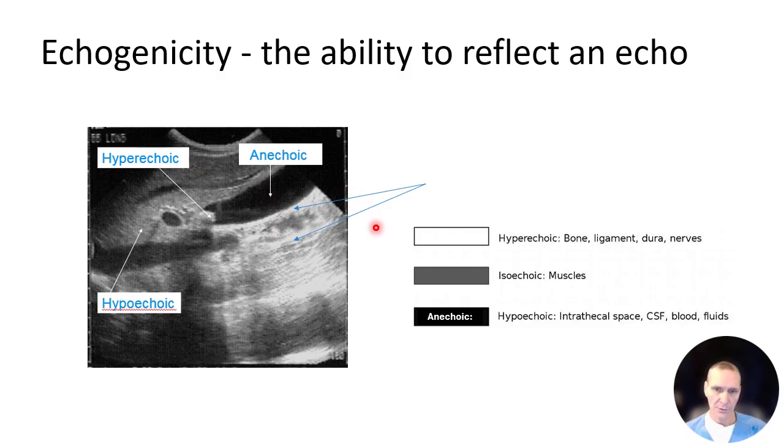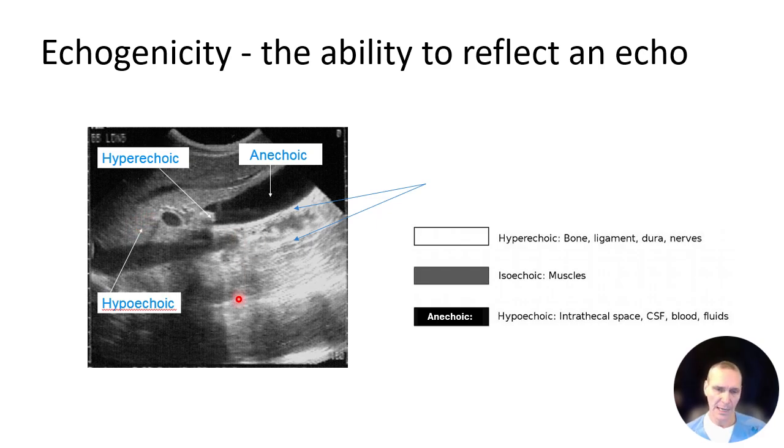Hyperechoic are things that reflect a lot of echoes, so dense structures in the body, things like bone, ligaments, dura, nerves, the pericardial sac, the parietal and visceral pleura. Those structures will be white or hyperechoic. And then tissue and muscles will be some sort of iso or hypoechoic finding, or gray on the actual screen.